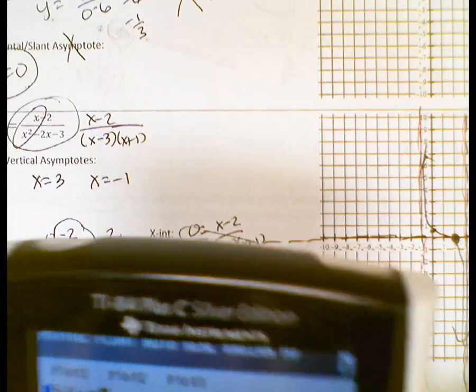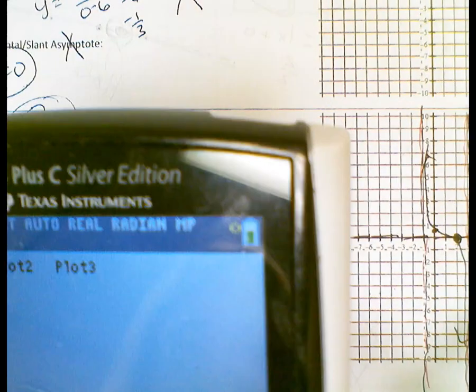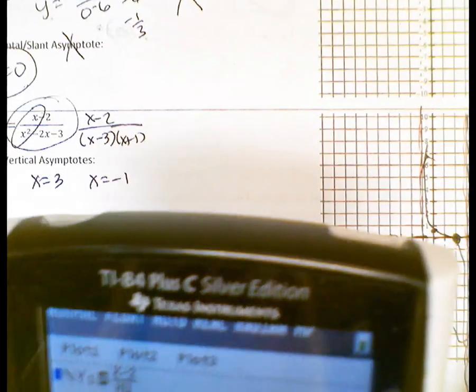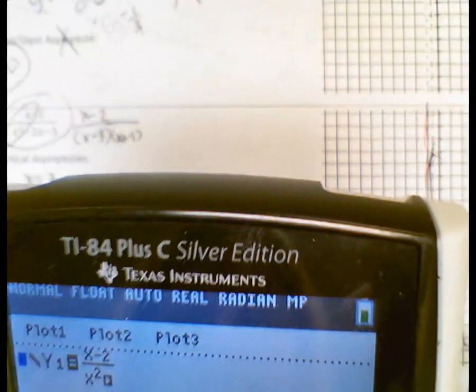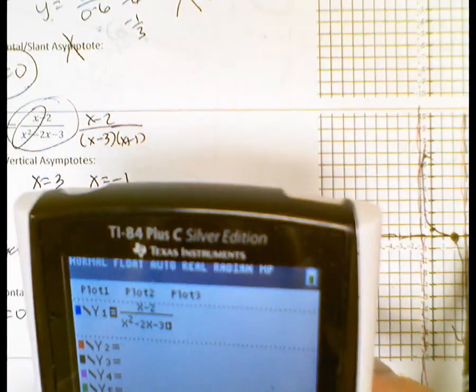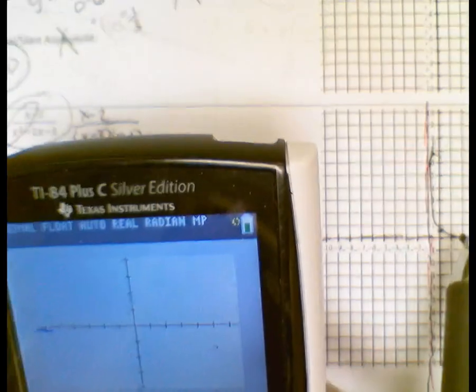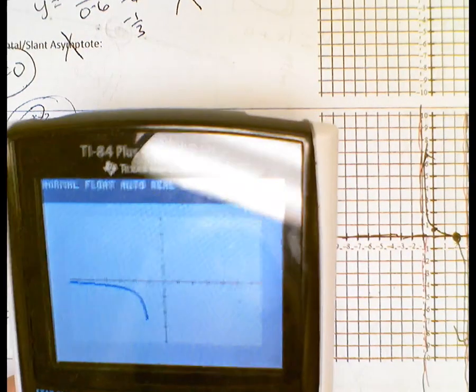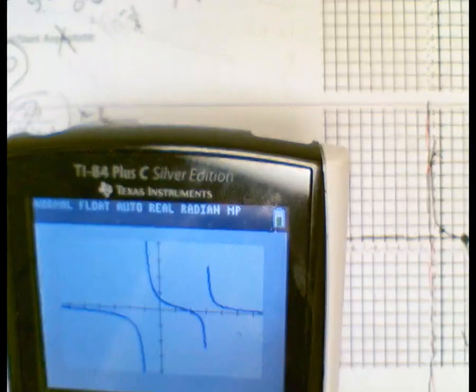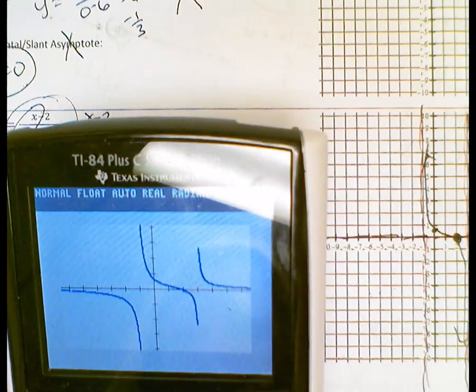Okay, so this one is x minus 2 on the top, x minus 2, and x squared minus 2x minus 3. Okay, we're going to graph. Remember your asymptotes were at -1 and 3. Does that look like that's happening?